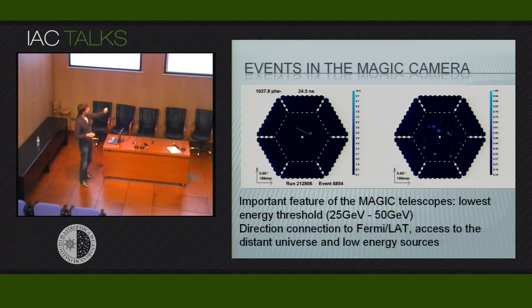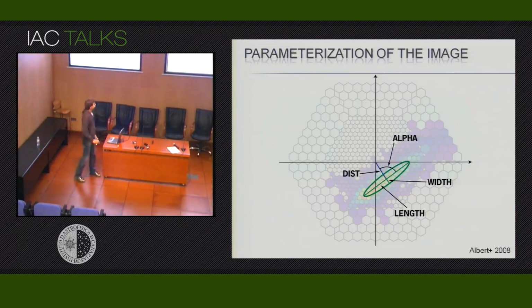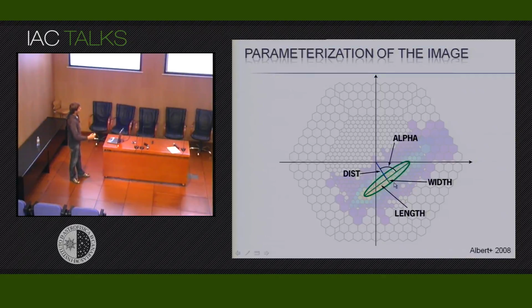So this is again the same camera image, now in a different color scale. The point is, what are we doing to differentiate the background from the signals we are interested in? We parameterize this image as an ellipse, and then we calculate the major and minor axes, and also other things like angles, distance to the camera center, and so on. Since the proton showers are usually more fragmented and spread out in the camera, the widths especially will be larger, and this is the main discriminating feature.